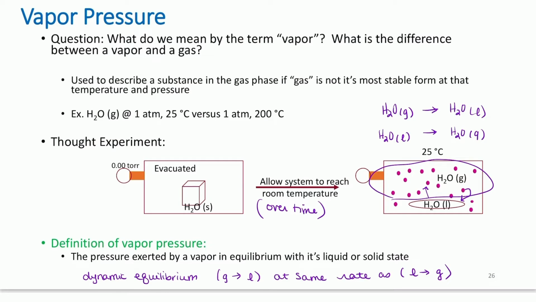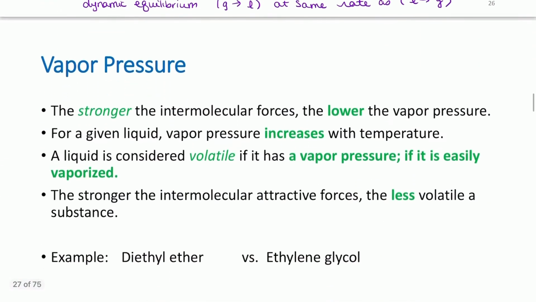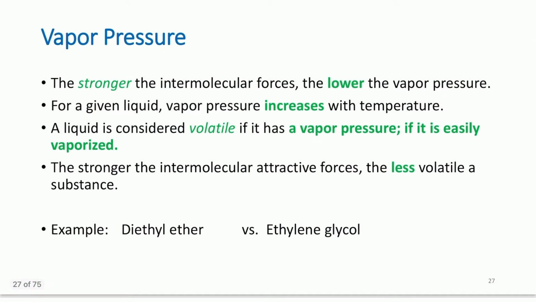If it was an open system, such as out on my tabletop, the water would eventually all evaporate away. And of course, we're going to see that temperature can affect this, pressure affects this, etc. So, the stronger your intermolecular forces, the lower your vapor pressure. Basically, the stronger your intermolecular forces, the stronger it is holding those things together.